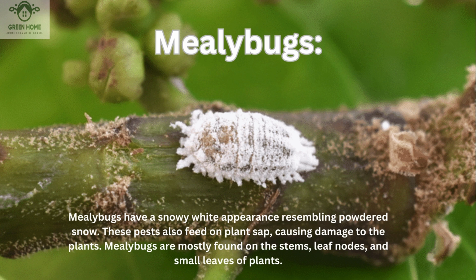Mealybugs. Mealybugs have a snowy white appearance resembling powdered snow. These pests also feed on plant sap, causing damage to the plants. Mealybugs are mostly found on the stems, leaf nodes, and small leaves of plants.